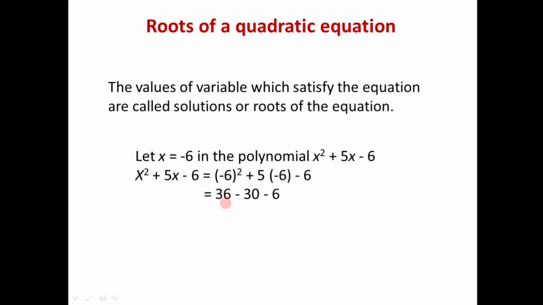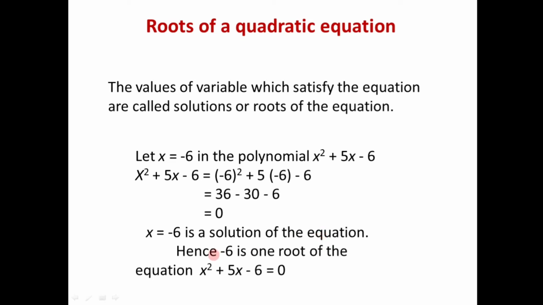Minus 6 square is 36, 5 into minus 6, that's minus 30, minus 6. 36 minus 30, that's 6, and 6 minus 6 is 0. So we can observe here, when we put x is equal to minus 6 in this polynomial, we get value of that polynomial 0. In this case, we say that x is equal to minus 6 is the solution of the given equation. Therefore, minus 6 is one of the roots of equation x square plus 5x minus 6 is equal to 0. So this is the root of a quadratic equation.